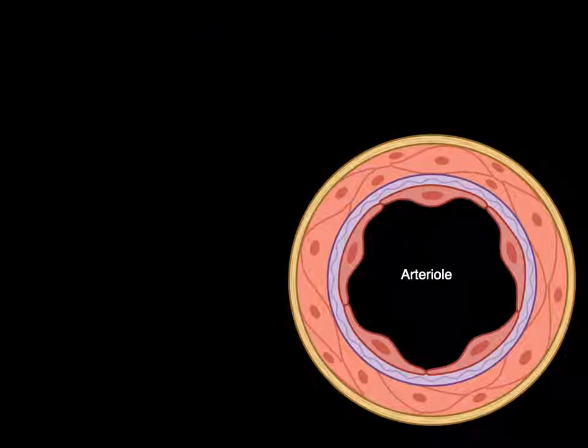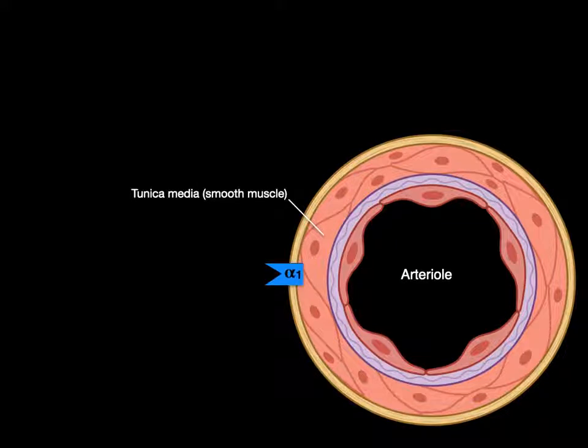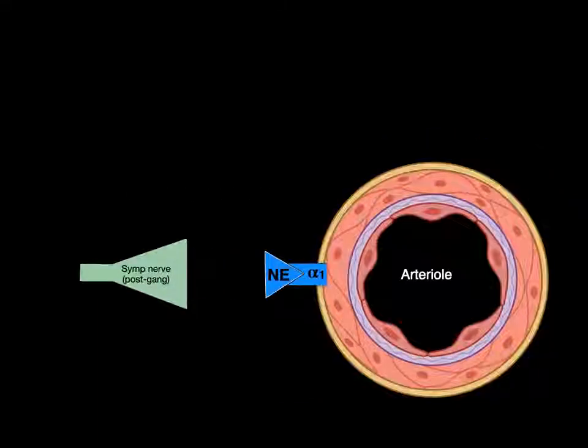Here is a systemic arteriole in cross section with the tunica media and smooth muscle in the middle layer. That smooth muscle contains alpha 1 adrenergic receptors. So when norepinephrine binds to that receptor, you get vasoconstriction. This results in an increase of blood pressure and total peripheral resistance.